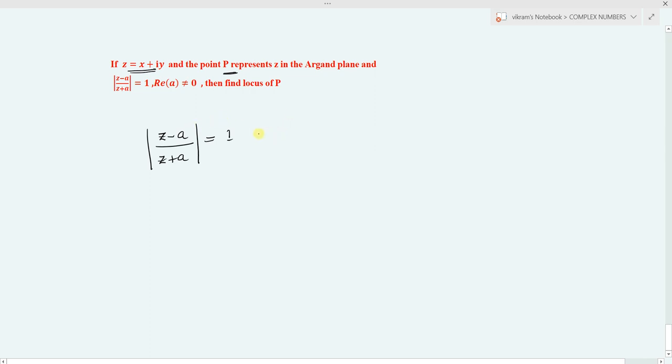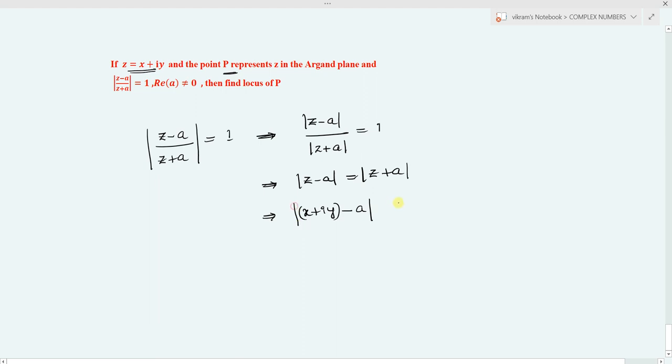We use the property that modulus of z1 by z2 can be written as mod z1 by mod z2. From this we can write mod of z minus a equals mod of z plus a. Now substitute z equals x plus iy: modulus of x plus iy minus a equals modulus of x plus iy plus a.